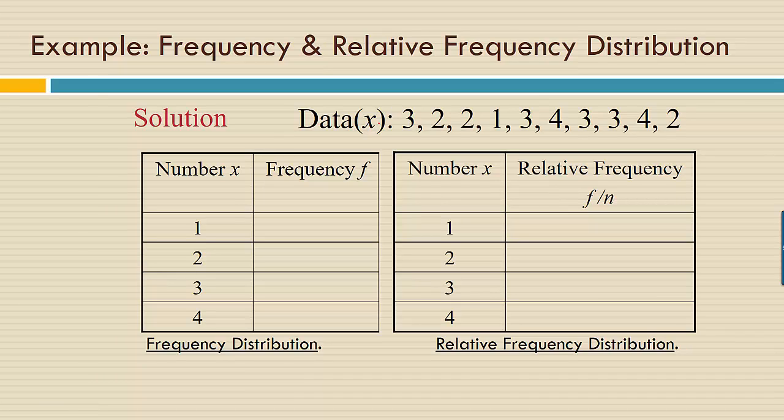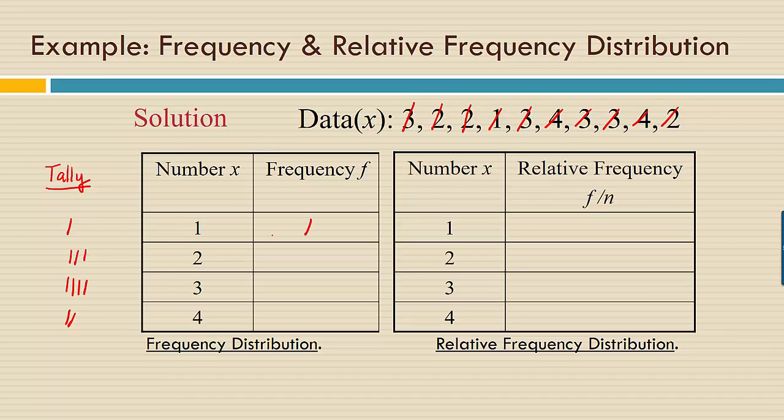So what I recommend is that you do what's called a tally of the data values. By this method, look at the first item in the data set, that's a 3. I'm going to cross it off and put a little mark next to 3. Then I'm going to go up here and cross off the 2 that's next and put a little mark next to 2. The next value is a 2 also, so I'm going to put a mark next to 2. The next value is a 1, and then a 3, and then a 4, and then a 3, and then a 3, and then a 4, and then a 2.